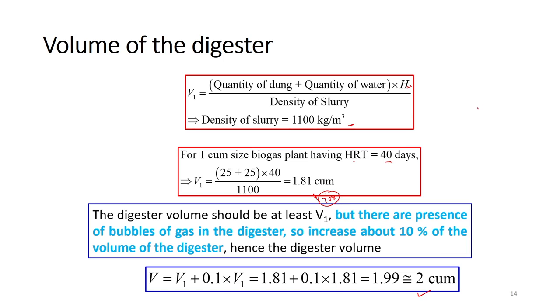Normally in the case of the KVIC model, which is a floating drum type biogas plant, its diameter varies from 1.5 meters to 6 meters and its height varies from 3 meters to 6 meters. For fixed dome, we can define the size based on the energy requirement in terms of electricity as well as thermal.